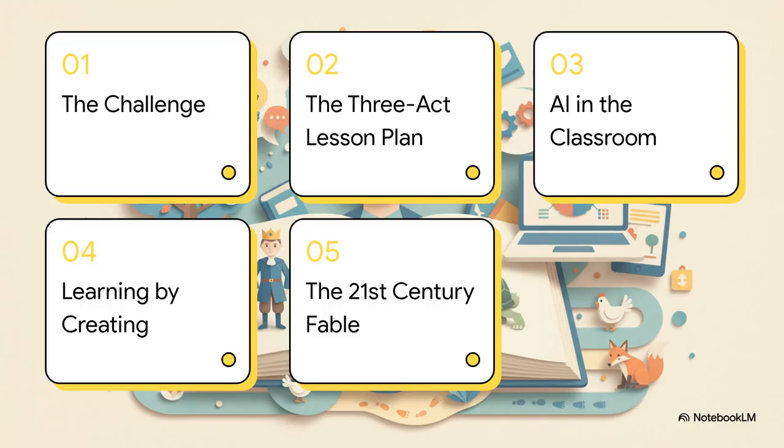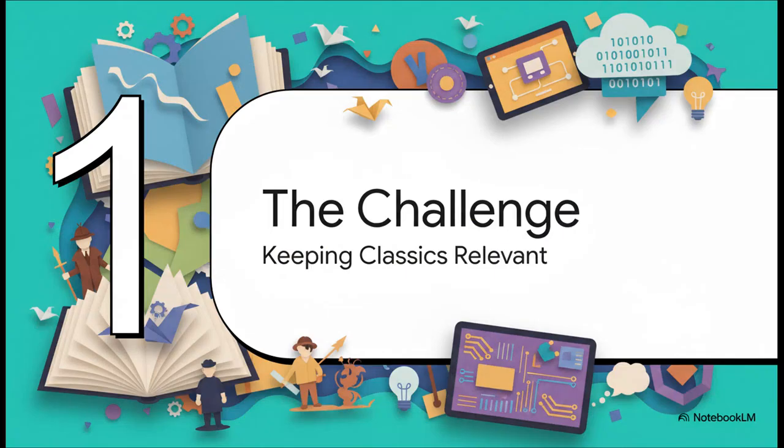All right, so here's how we're going to tackle this. We're diving into a series of modern literature guides to see how they pull this off. First, we'll look at the core challenge. Then, we'll break down this brilliant 3-act lesson plan they use. After that, we'll see how they're bringing AI into the classroom. Yes, AI. And finally, we'll wrap up with how this idea of learning by creating is really the secret sauce that makes everything stick.